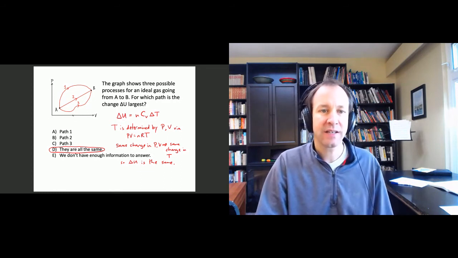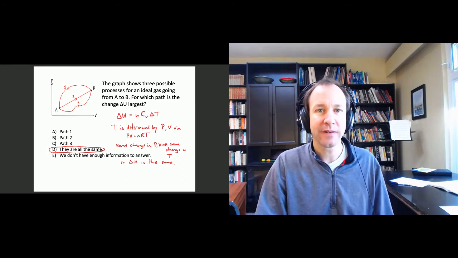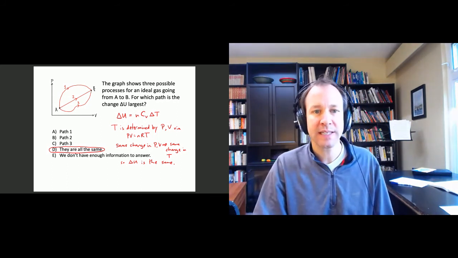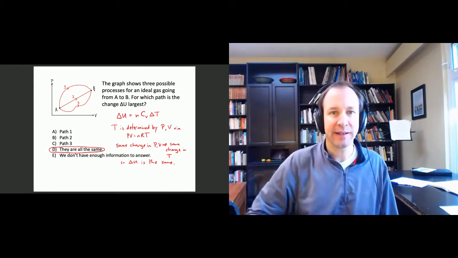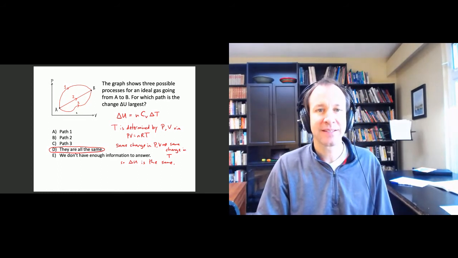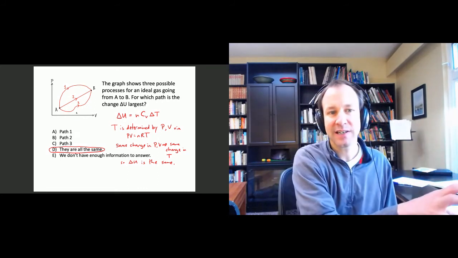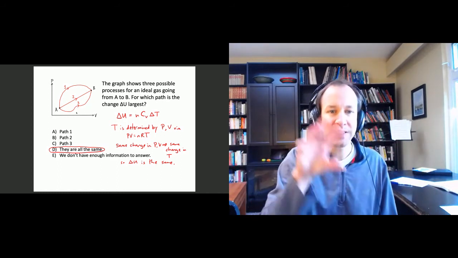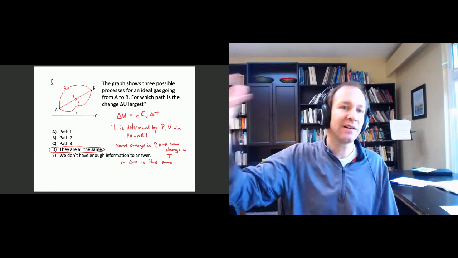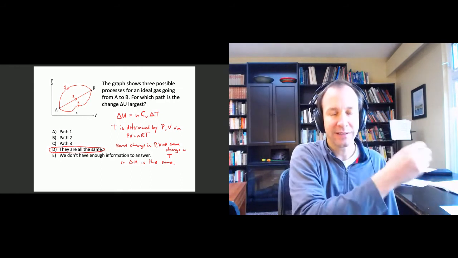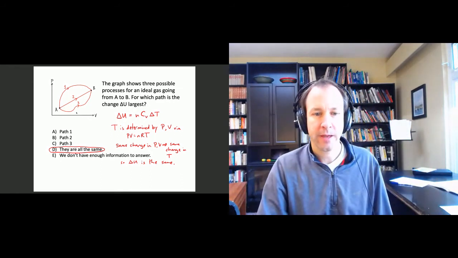I want to contrast that to the other things in the first law. The work, of course, is different for all these paths because the work is the area under the path. The work for path number 1 is going to be the largest because it has the largest area under the path. The heat also must be different for these three paths, because if the change in internal energy is the same and delta U is Q minus W, then Q must be different for the three cases, must be larger in the case where the work is larger, so that delta U can actually be the same.